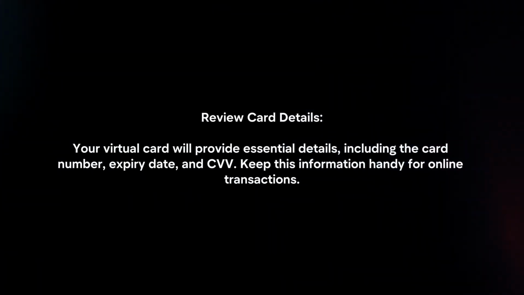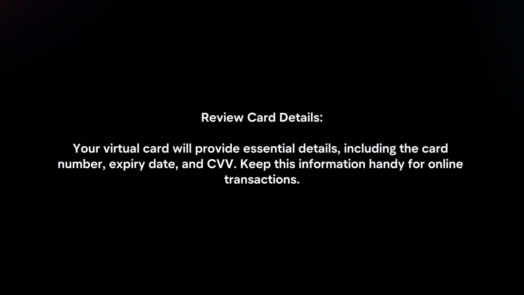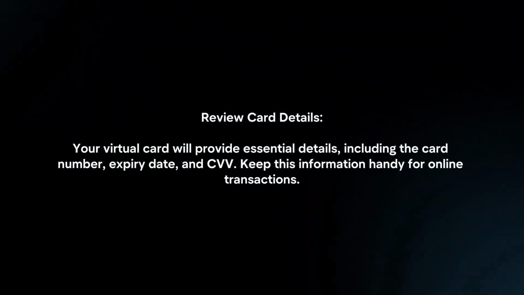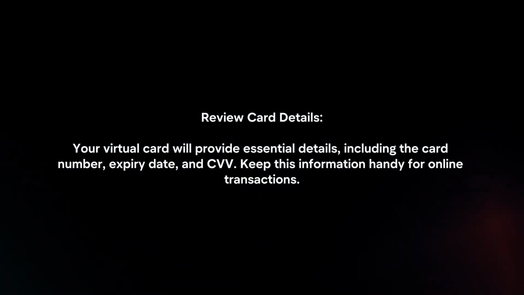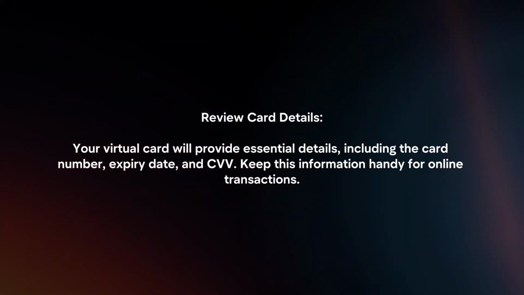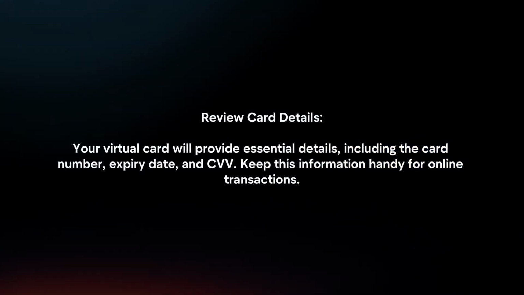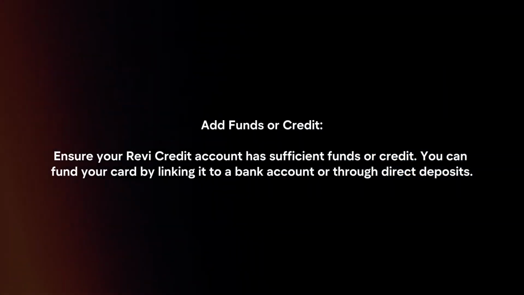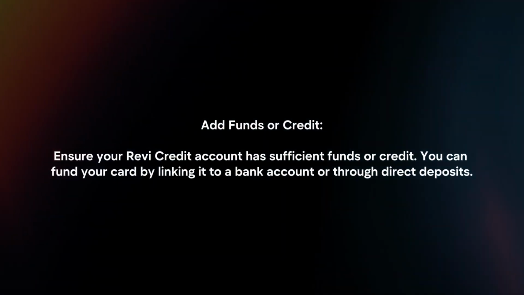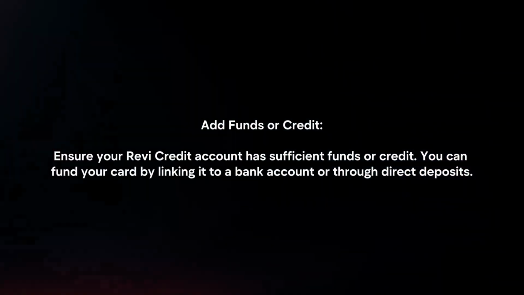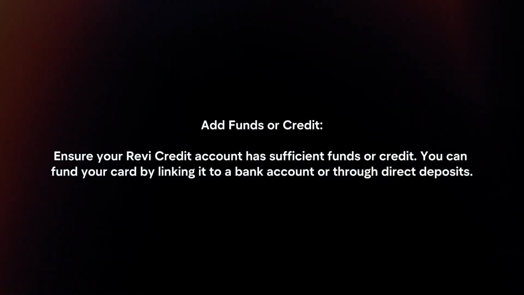Review card details. Your virtual card will provide essential details, including the card number, expiry date, and CVV. Keep this information handy for online transactions. Add funds or credit. Ensure your Revi credit account has sufficient funds or credit. You can fund your card by linking it to a bank account or through direct deposits.